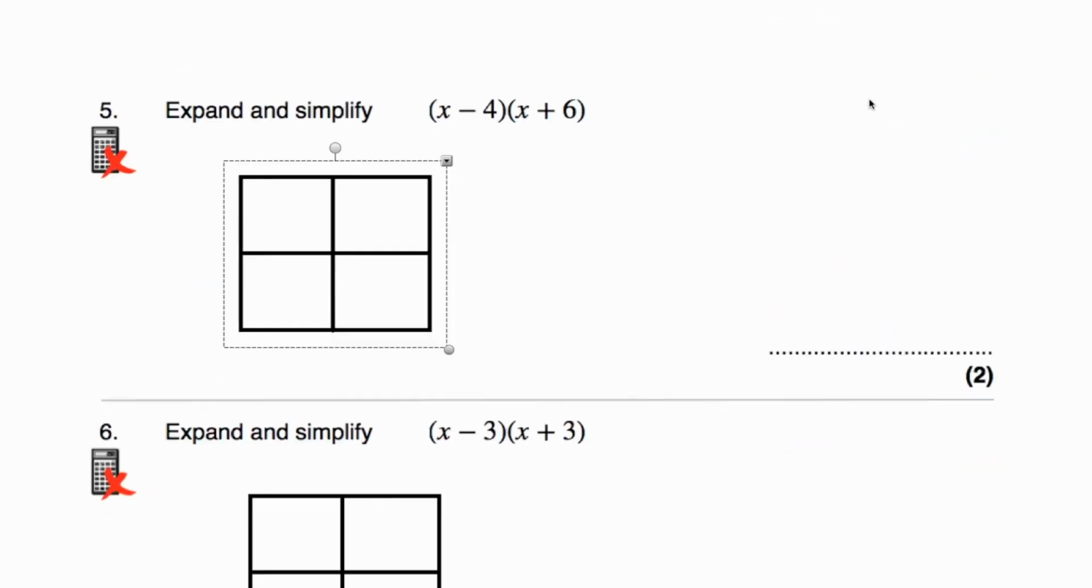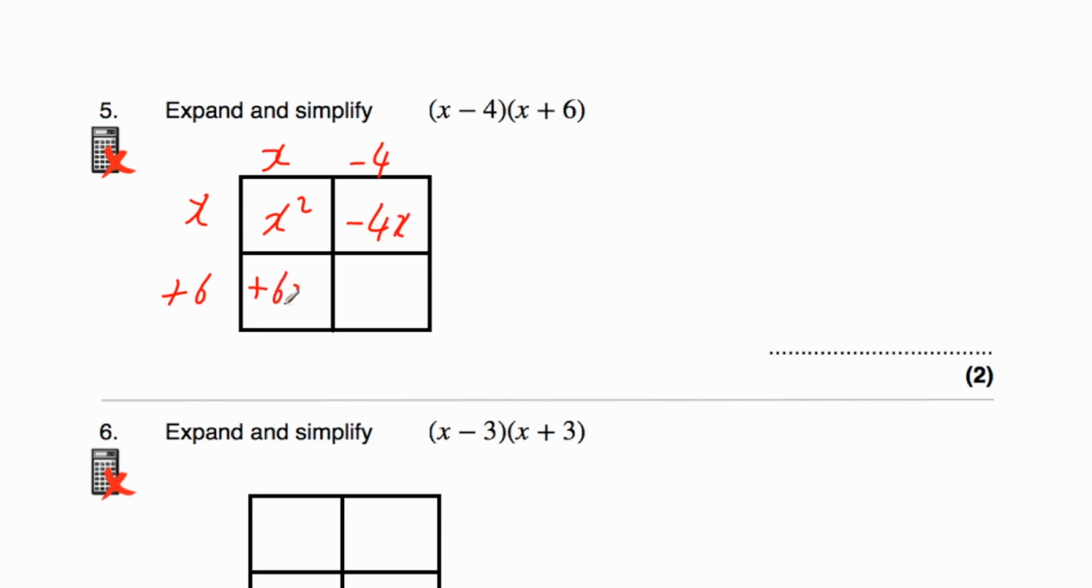Okay, question number 5. We've been asked to expand and simplify x minus 4, or negative 4, and then x plus 6. And let's multiply to find what goes inside our grid. So x times x is x squared. X times minus 4x would be minus 4x. X times 6, or positive 6, would be plus 6x.